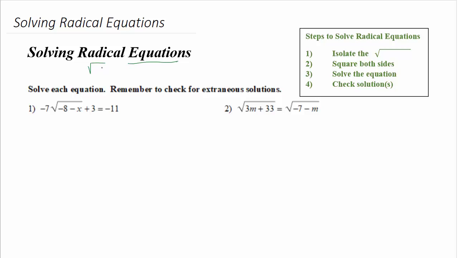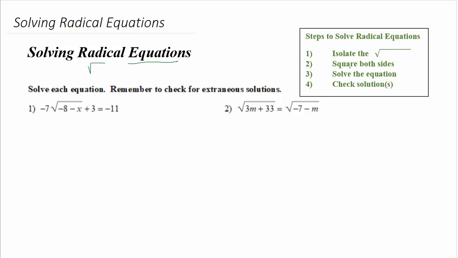There are certain steps that we're going to want to follow as we solve these equations. The first thing we're going to want to do is isolate the square root. What that means is we want to get rid of everything that's on the outside of that square root: any additions or subtractions, multiplications or divisions. We want to get those onto the other side of the equation. We want to get this square root by itself and isolate it.